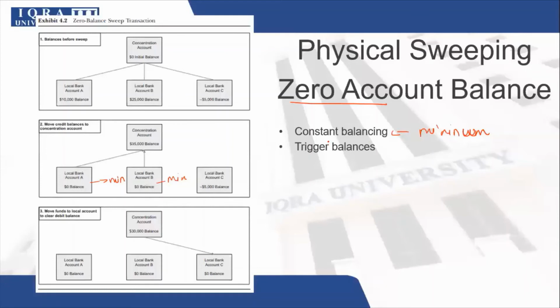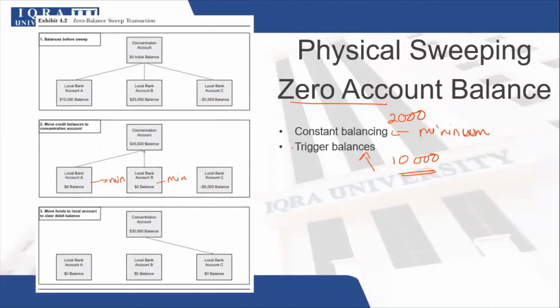Okay, and similarly, you can even have a level. The minimum is telling you that this much amount has to be in the bank account. Similarly, you can even have a trigger balance. The trigger balance is the amount at which the sweep will occur. So you might decide that once it reaches $10,000, the sweep will occur, whereas for constant balancing, the minimum balance might be 2,000. So the trigger is the amount at which the transaction will automatically happen. Any amount above that will be transferred to the concentration account.